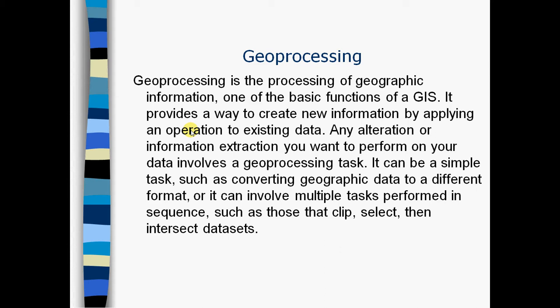What it does is it creates new information by applying an operation or operations to existing data. And that existing data might be a single feature class or shapefile, or it might be multiple shapefiles. Any alteration or information that you want to perform would require something that would be defined as a geoprocessing task. Geoprocessing tasks may be simple, converting from one format to another, or they may be very complicated, involving clipping, selecting, buffering, intersecting of data sets.